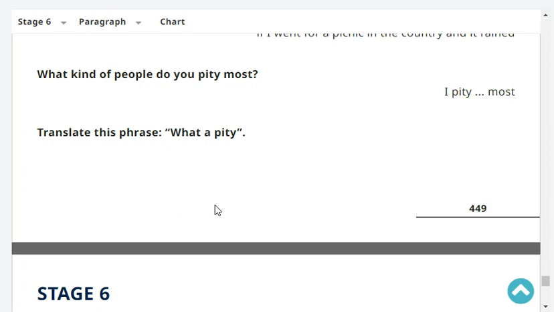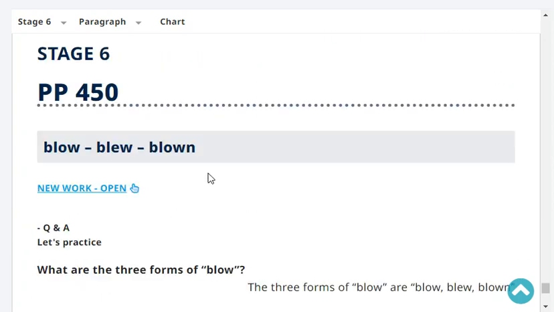Translate this phrase. What a pity. Translate this phrase in Japanese, please. What a pity is 心配 かわいそう. Very good. Next, repeat. Blow, blew, blown.